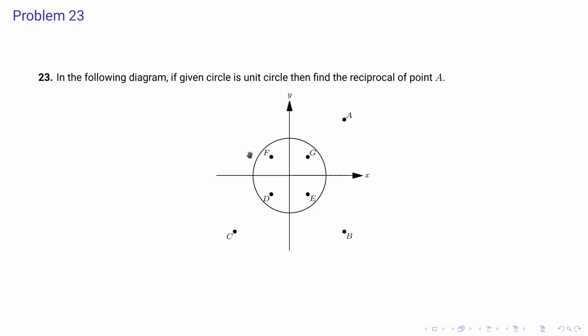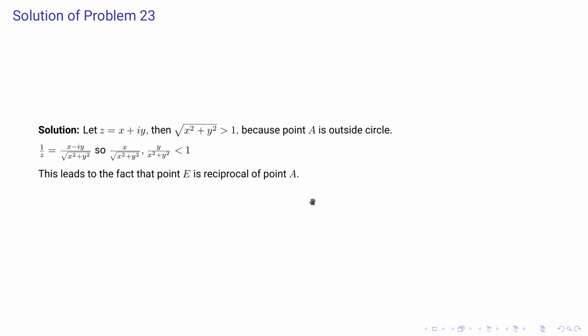So if you look at the points in the fourth quadrant, there is E and there is P. But since the modulus of z is greater than 1, the modulus of the reciprocal will be less than 1. So point E is the only point which can satisfy the required condition.